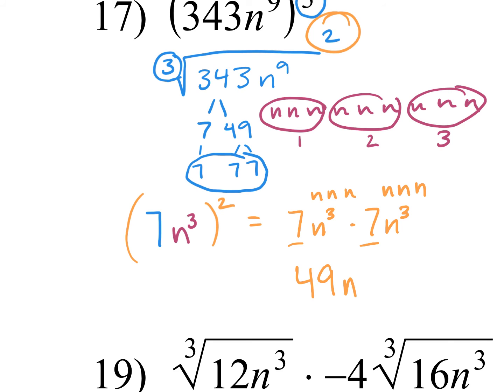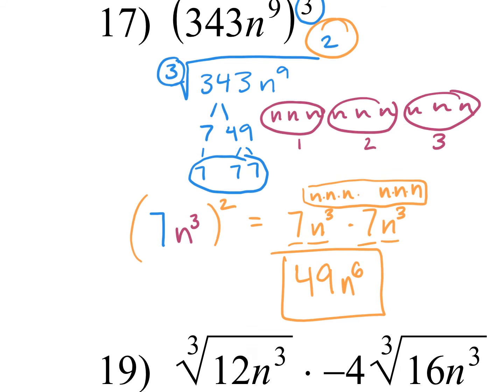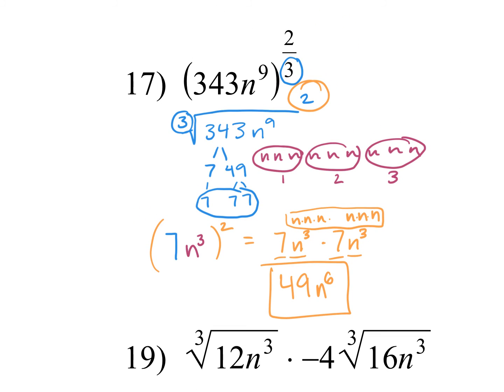So how many total do I have? 6. You don't multiply. These are all being multiplied together, so I have n cubed times n cubed. So it's like n times n times n times n times n times n. So yes, they're being multiplied, but you don't multiply the exponents. So just be careful with that. If it helps, write it out so you can see and count how many you have. It always helps me just to write it out and see how many I have. So write it out, count, that way you don't make any silly math errors.